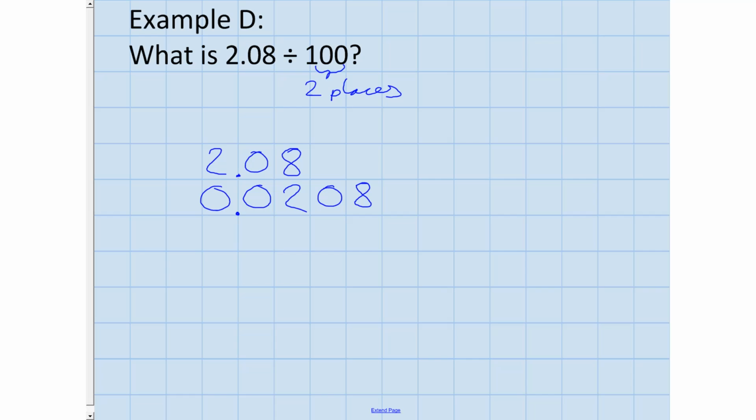And again, we could use the trick of moving the decimal point. That's really had the same effect as moving the decimal point 2 places that way, and we had to put a 0 in front.